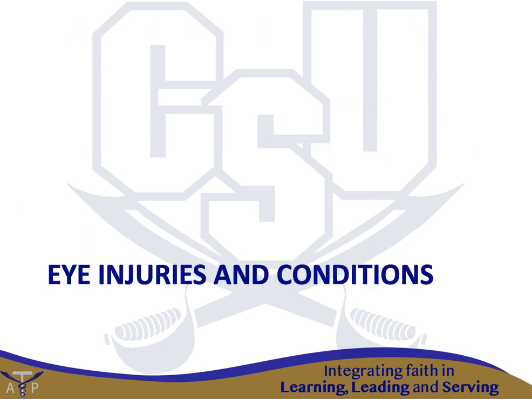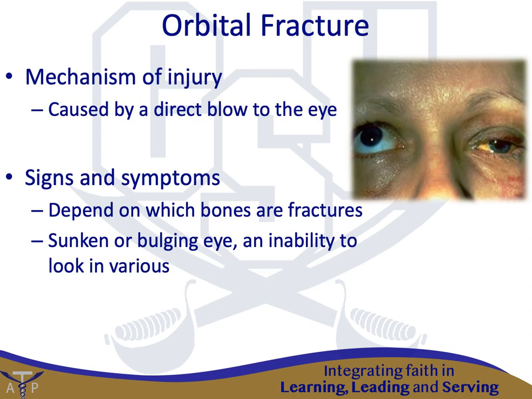Let's move on to eye injuries and conditions. These are a little bit more traumatic than just with facial injuries. And when we have eye injuries, we can have fractures as well. So there are many bones around the eye. There's actually 6 bones around the eye that make up the orbit of the eye.